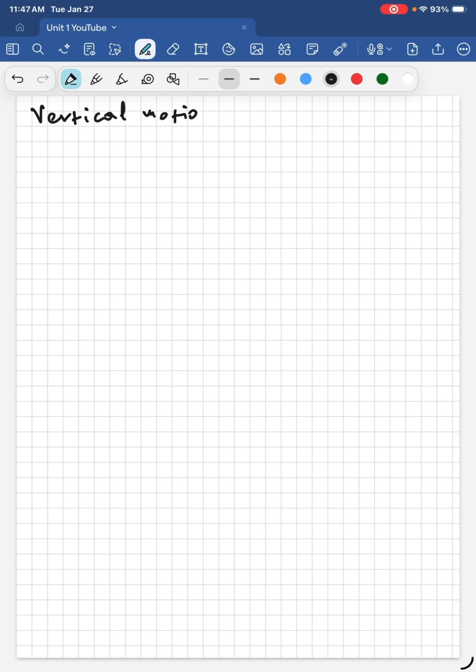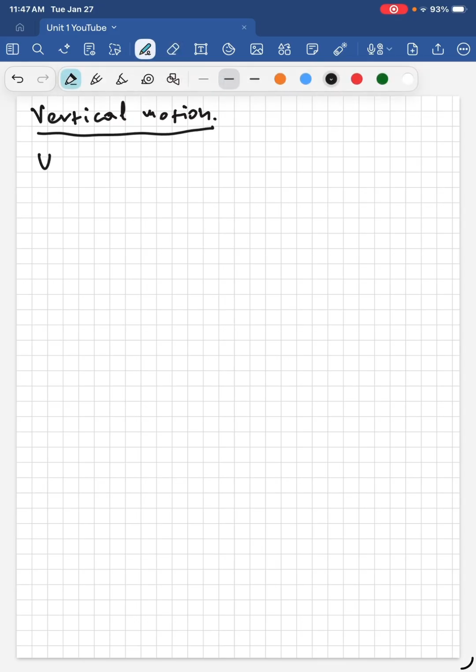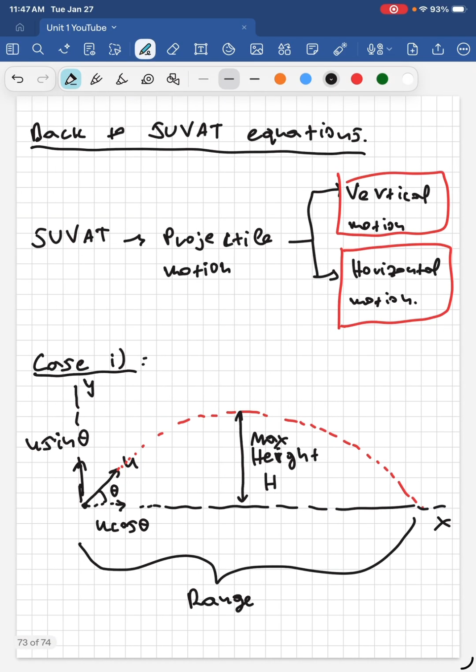Vertical motion. We automatically know that the initial velocity, let's call it uy, is u sine theta. The acceleration is minus g. We know this a priori, from the beginning, because this projectile motion takes place on Earth. So let's say we are interested in finding the maximum height.